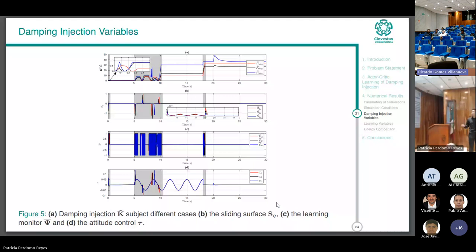According to the learning variables, you can see the value function increase only when the scheme is learned, and the Euler angles follow the trajectory. The reward policy is only penalized when the quadrotor is out of the reference, and the temporal difference converges as we expect.